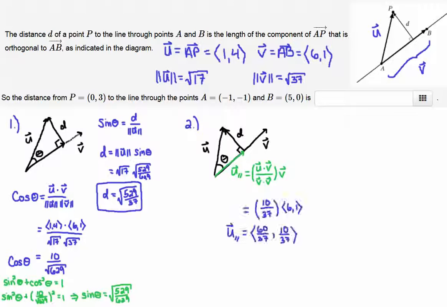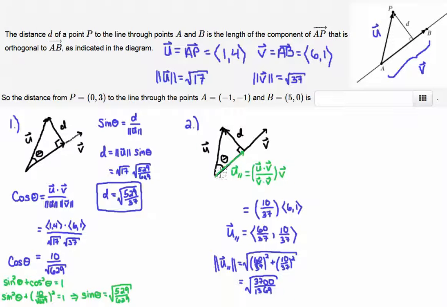So let's just plug all those values in. So I get 10 over 37 as a scalar. That's the coefficient of the vector with components 6, 1. That's V. I'll just distribute that scalar into each of those terms. And now I have this projection of U onto V. Now knowing that, look, I have the length of one side of a right triangle, and I have the hypotenuse of that triangle because I already calculated the length of U. So now I just need to use the Pythagorean theorem.